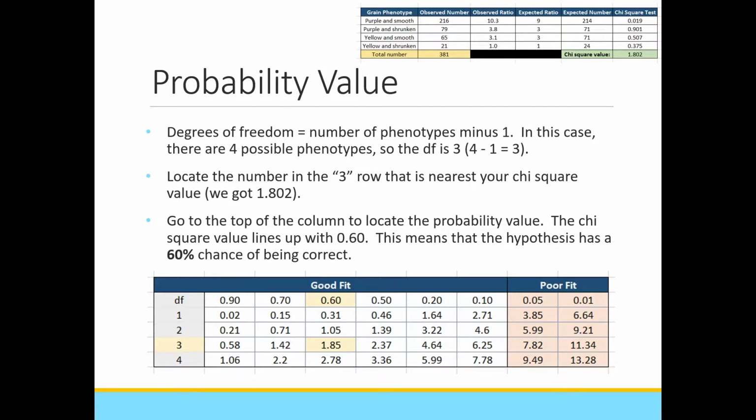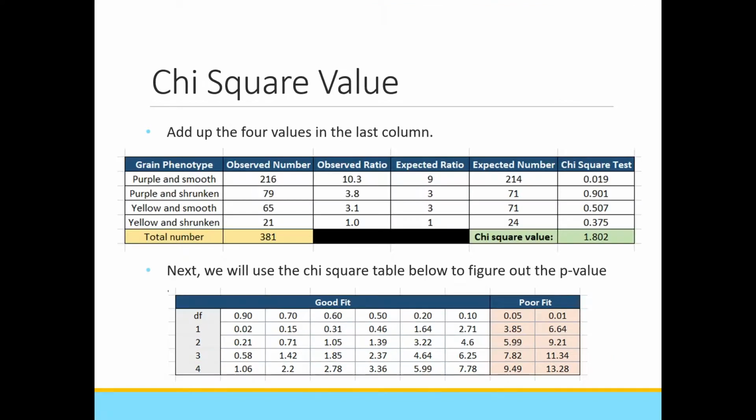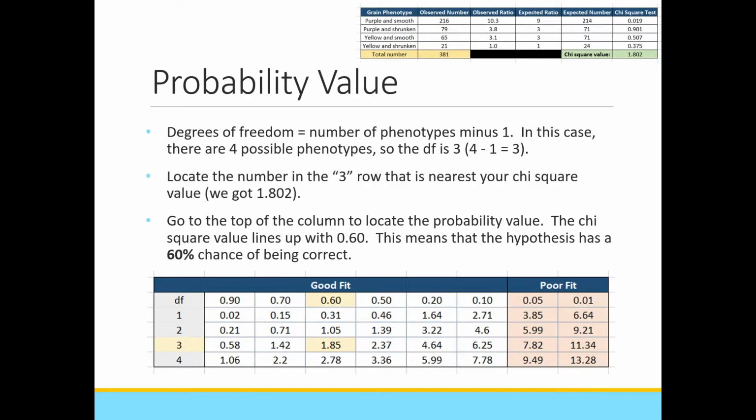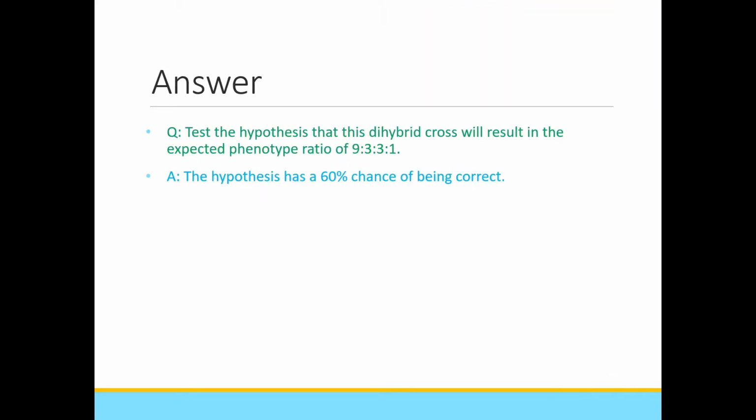So basically, the steps you want to do is go through this table and put in your observed ratios, your expected ratios, find what the expected number of grain phenotypes should be, and then use the chi-square test to do that. Once you get your chi-square value, you will look it up in the table to determine your probability. So the answer to our question is that our hypothesis has a 60% chance of being correct.